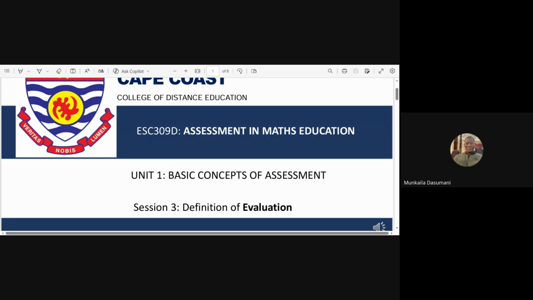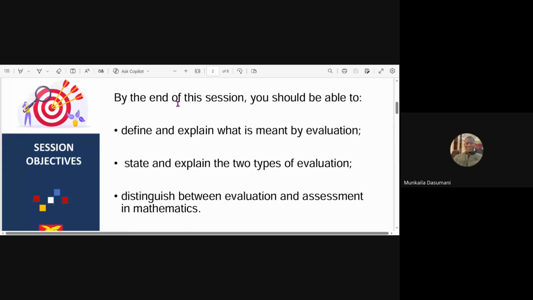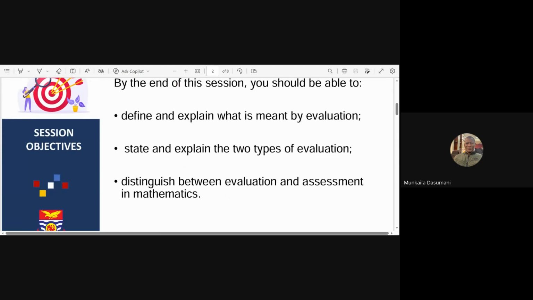Thank you very much. So let's quickly look at evaluation, and since you have a fair idea, we don't need to waste much time. By the end of this session, you should be able to define and explain what is meant by evaluation. I've already talked about that. And then you should also be able to state and explain the two types of evaluation. We are going to look at two main types of evaluation according to this course. It doesn't mean those are the only two types we have. Some other fields may have different types.